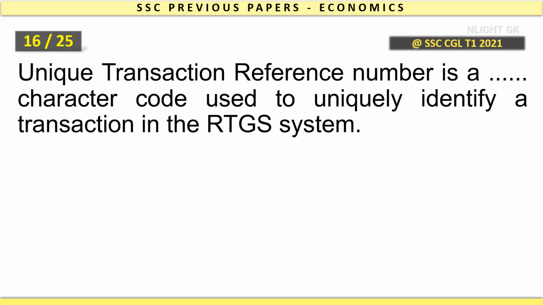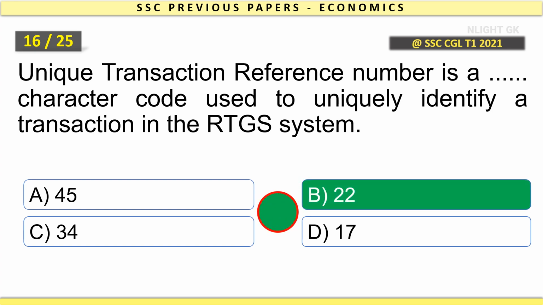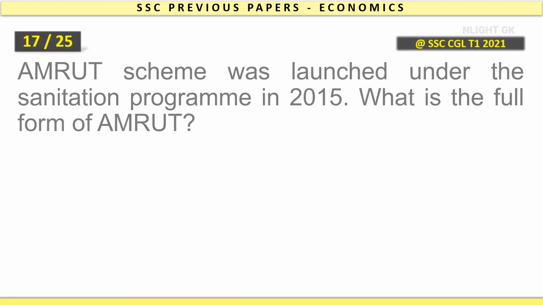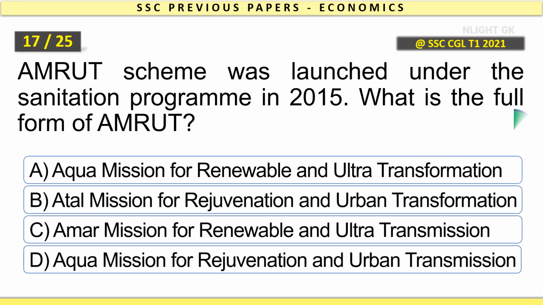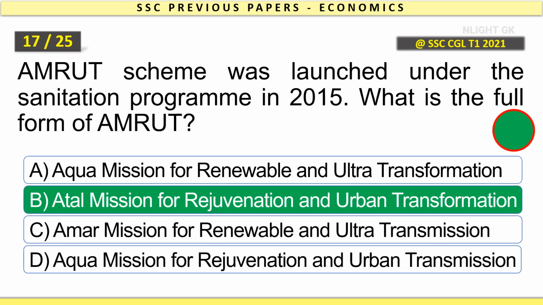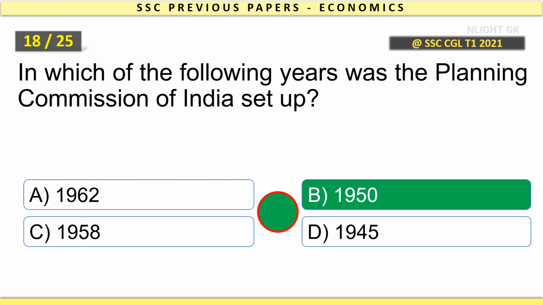Unique transaction reference number is a character code used to uniquely identify a transaction in the RTGS system. Amrit scheme was launched under the sanitation program in 2015. What is the full form of Amrit? Atal Mission for Rejuvenation and Urban Transformation. In which of the following years was the Planning Commission of India set up? 1950.